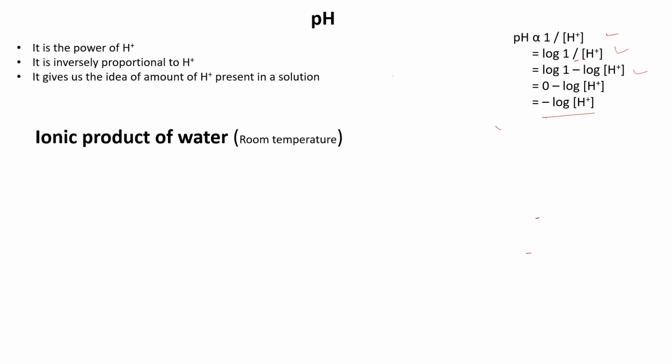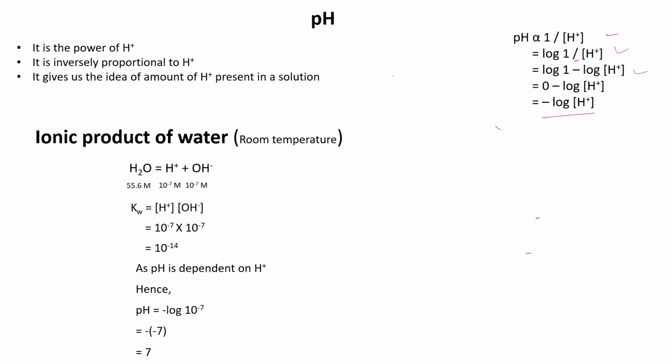Understood? Next is the ionic product of water at room temperature. Water can dissociate into H plus and OH minus at room temperature. The concentration of water is 5.5 molar. When it dissociates, it gives 10 to the minus 7 molar of H plus and 10 to the minus 7 molar of OH minus. That means water does not dissociate completely into H plus and OH minus. So the dissociation constant can be given by the formula Kw is equal to concentration of H plus multiplied by concentration of OH minus. What is the concentration of H plus? 10 to the minus 7. Concentration of OH minus, 10 to the minus 7. So the answer is 10 to the power minus 14.